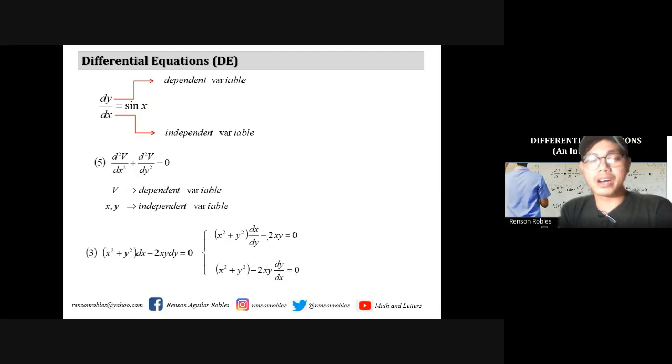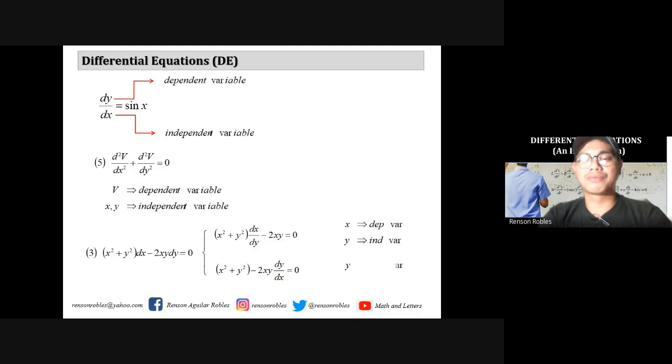So from here, in equation number 1, we can see that x is the dependent variable and y is the independent variable. On the second equation, we see that y is the dependent variable and x is the independent variable. So we have x dependent and y independent for the first equation, and y the dependent variable and x the independent variable for the second.